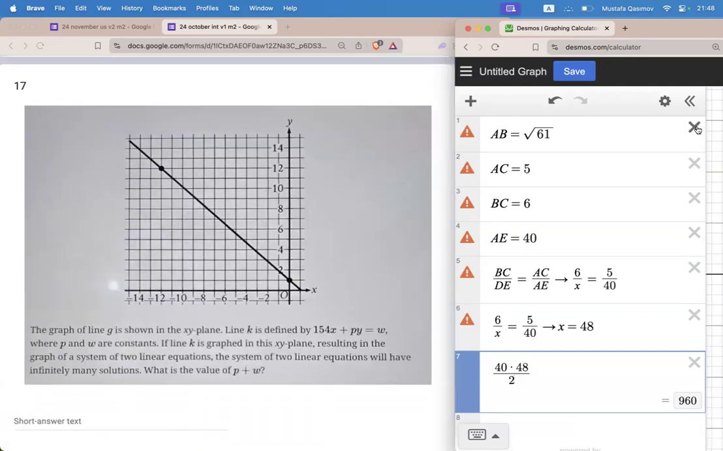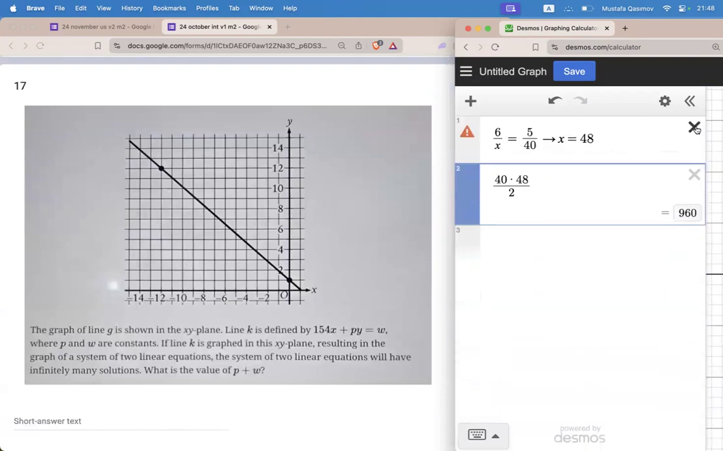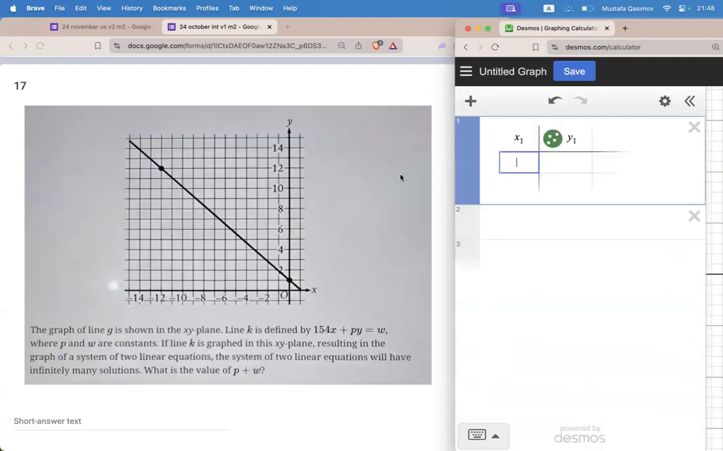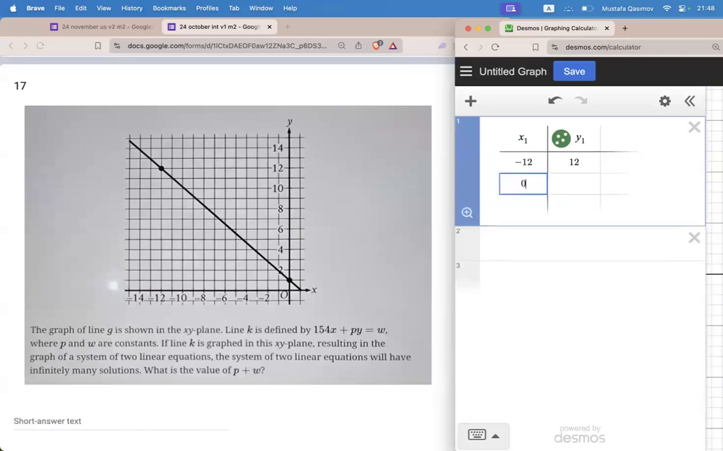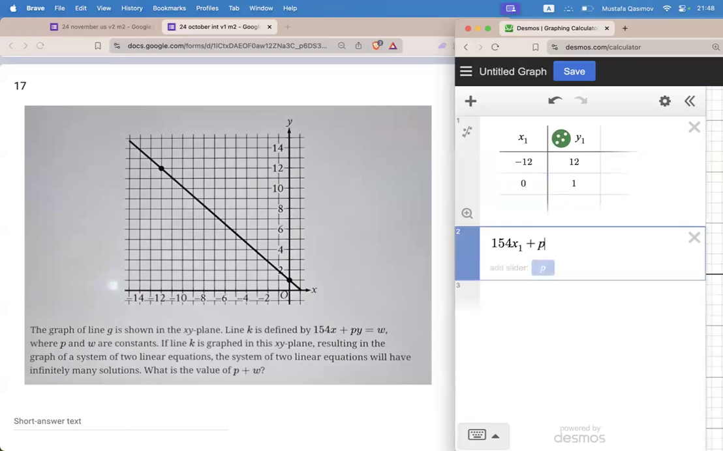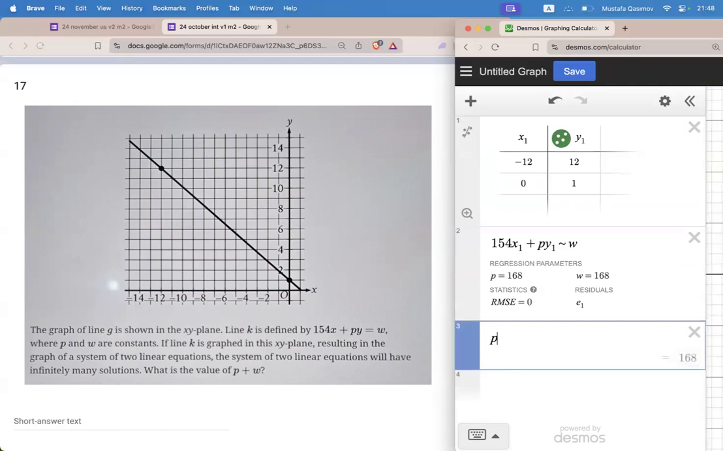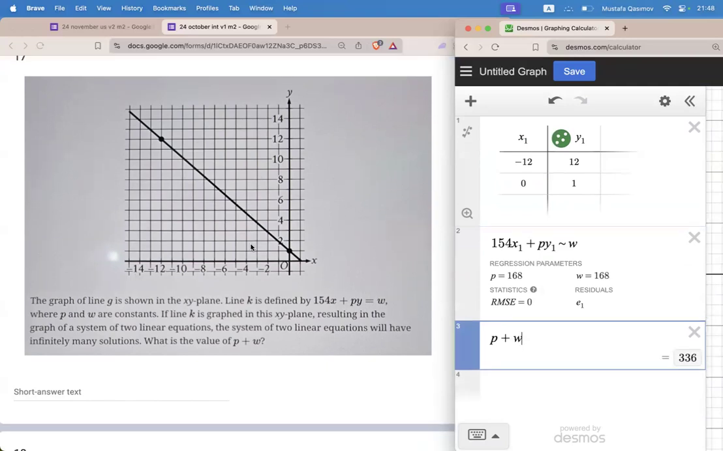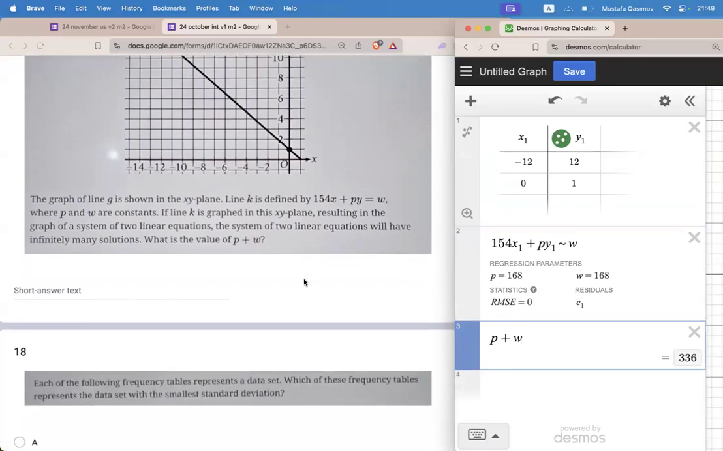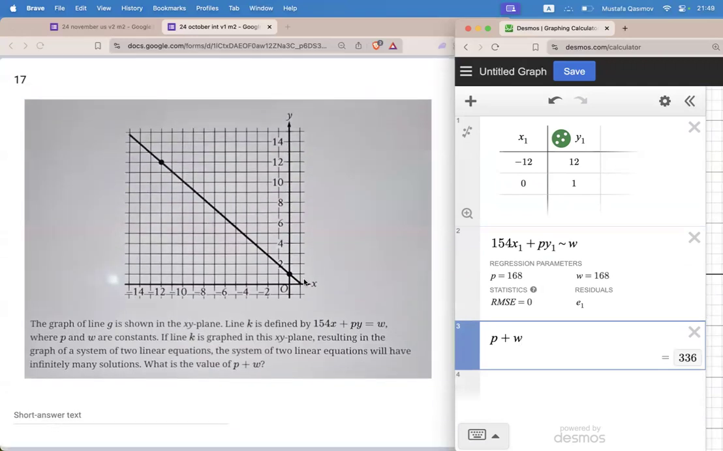That's one. You have to just select points, write to table, then find P and W. So that one is 12, 12, negative 12 and 12. This one is 0, 1. P plus W is equal to 336. Answer is 336. Any question?